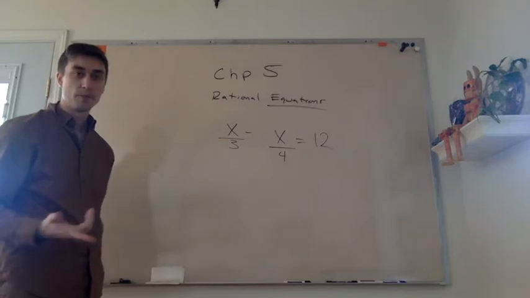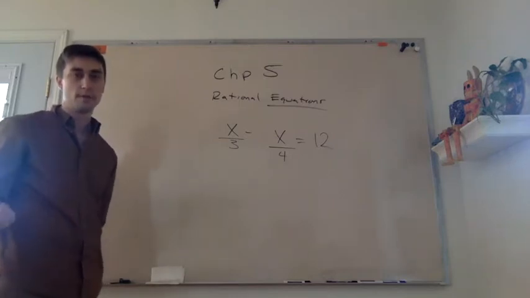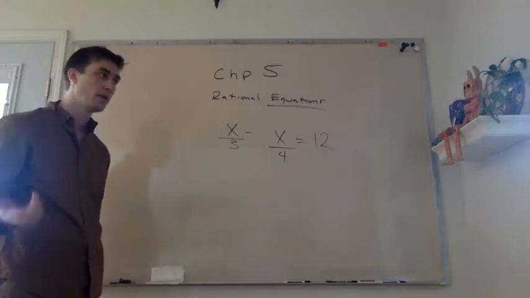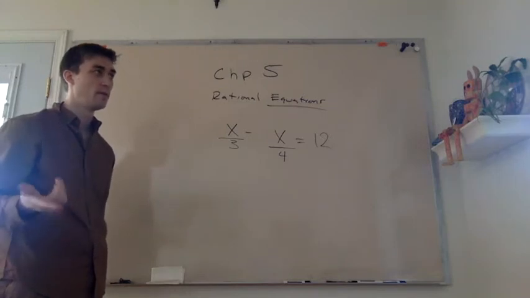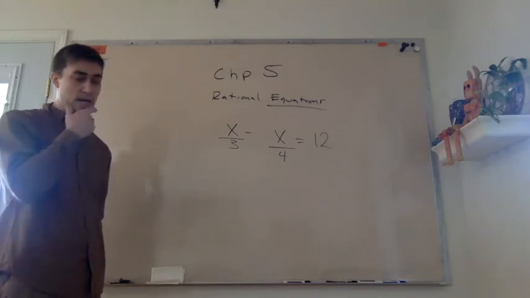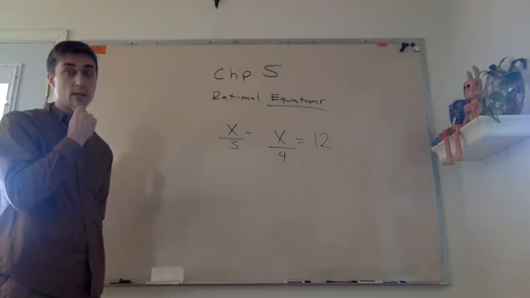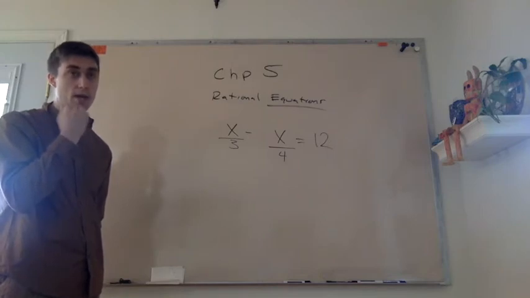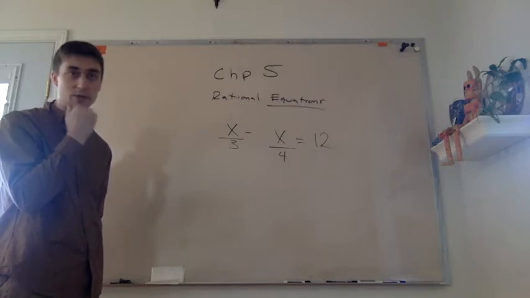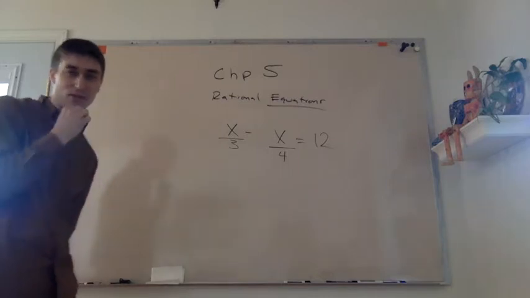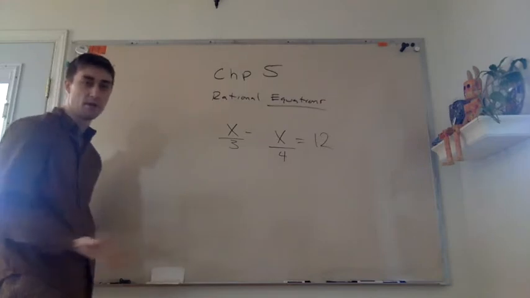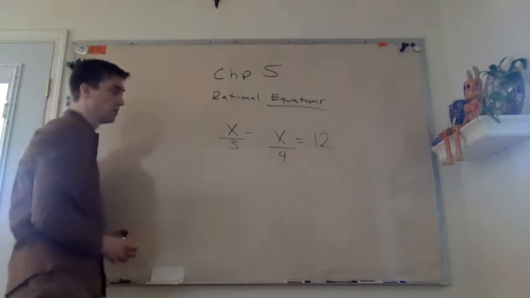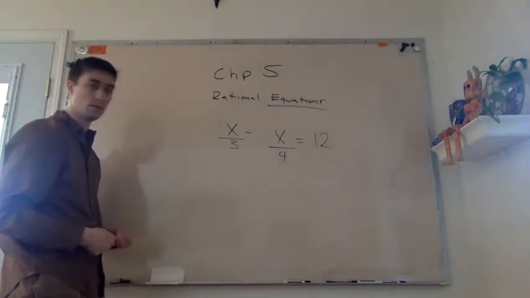But the point is, how do you solve a rational equation? How do you solve equations that have fractions in them? There's a couple ways to do that. One of the most intuitive ways is just to combine the fractions. These are like terms. They both have an x, so you can combine them.